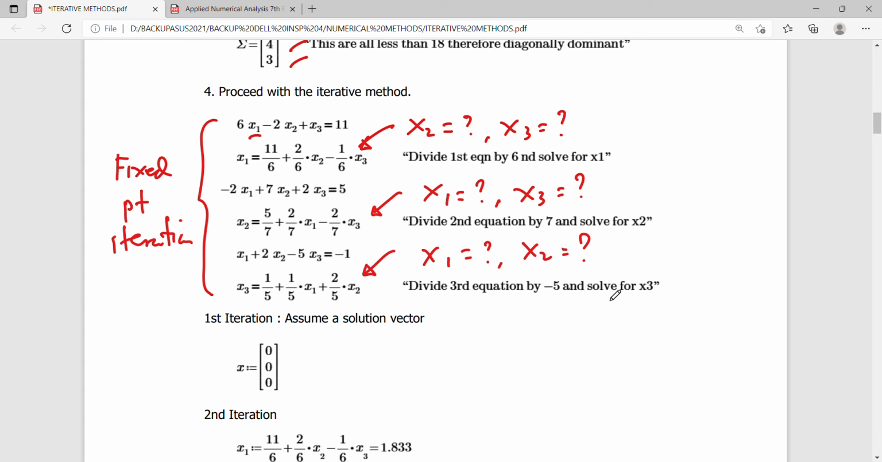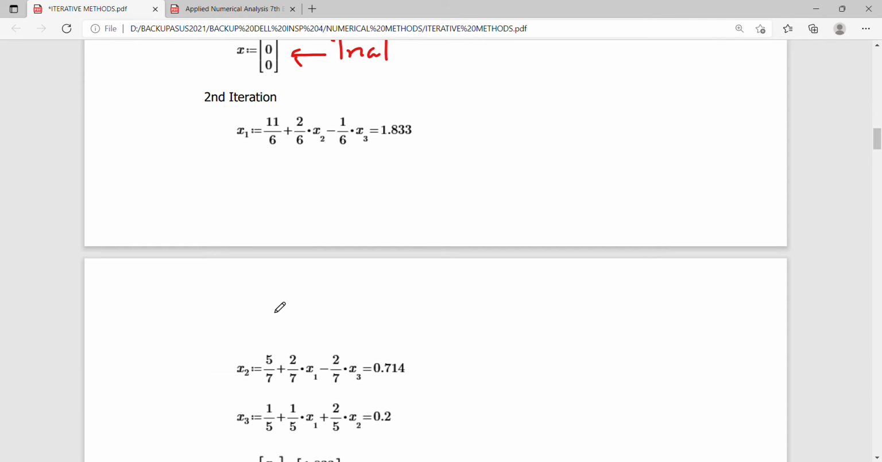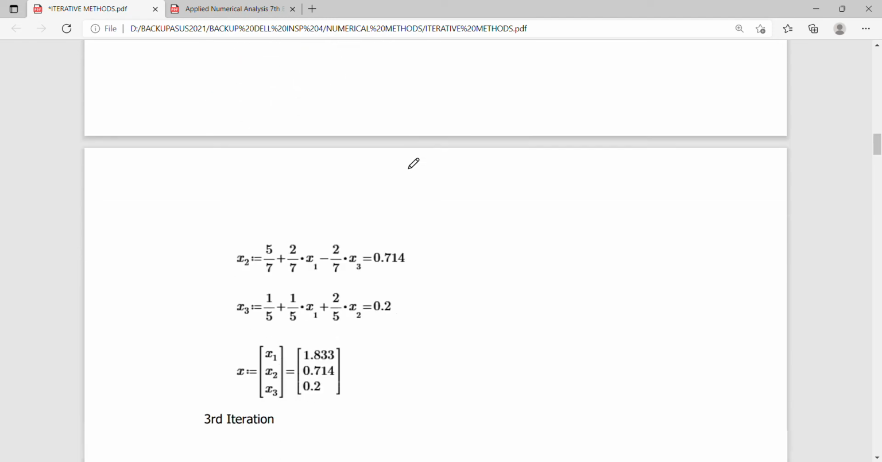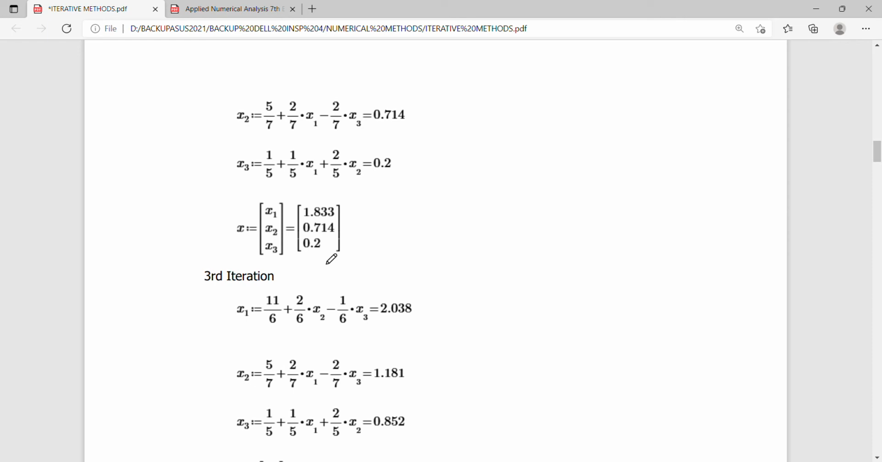Okay, so these are the equations. These are the fixed points that define your iterative procedure, and your first iteration will involve a trial solution vector, so an assumption which is normally 0, 0, 0 to make your computation on the first iteration very, very easy. If this is 0, 0, and 0, then your x1, x2, and x3 will simply be equal to 11 over 6, 5 over 7, and 1 over 5, which is the result obtained on the second iteration. So on the second iteration, upon substituting the values 0, 0, 0, you get now the second solution vector, which is 1.83, 0.714, and 0.20.